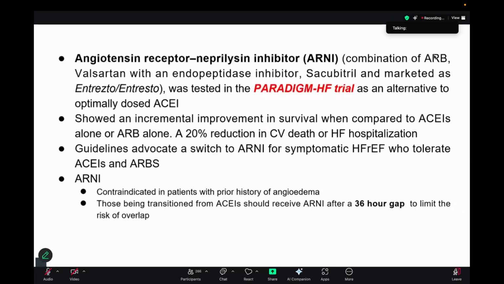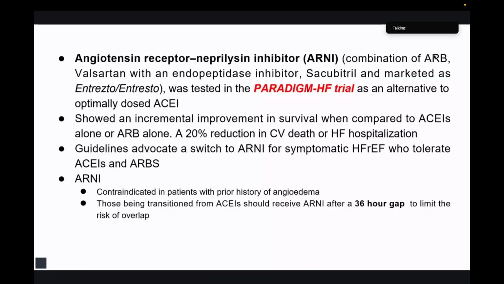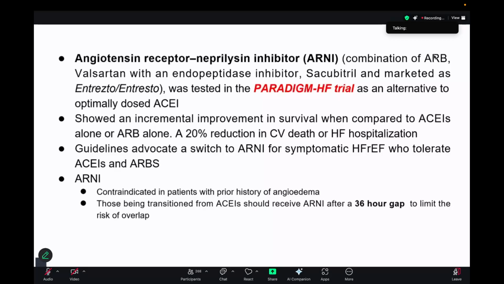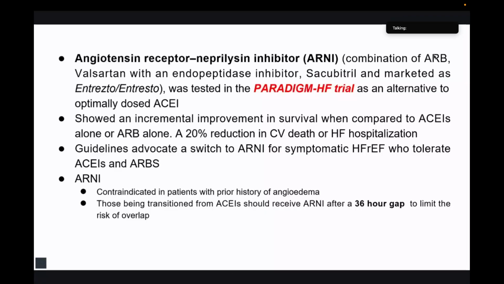So what is this angiotensin receptor neprilysin inhibitor, what we call the ARNI? It is the combination of the ARB valsartan with an endopeptidase inhibitor called sacubitril. It is marketed as Entresto or Vimada here in the Philippines. This drug was tested in the PARADIGM-HF trial in which they used it alternatively instead of the ACE inhibitor.